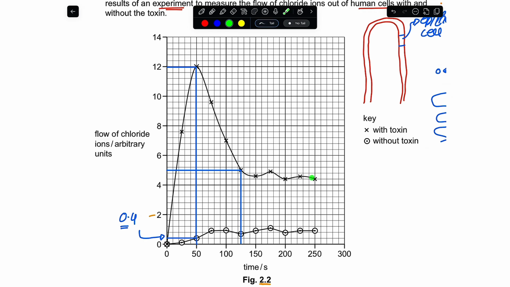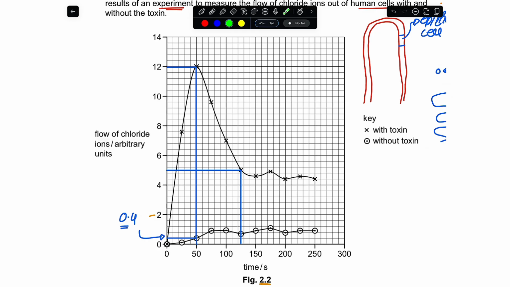when there are toxins in this graph and when there are no toxins. So from 50, I come toward the curve for no toxins. And when I go toward the y-axis, the value that we are getting is 0.4. Likewise, we would go further, and what I see is that the flow of the chloride ions in the presence of the toxin is 12 arbitrary units.